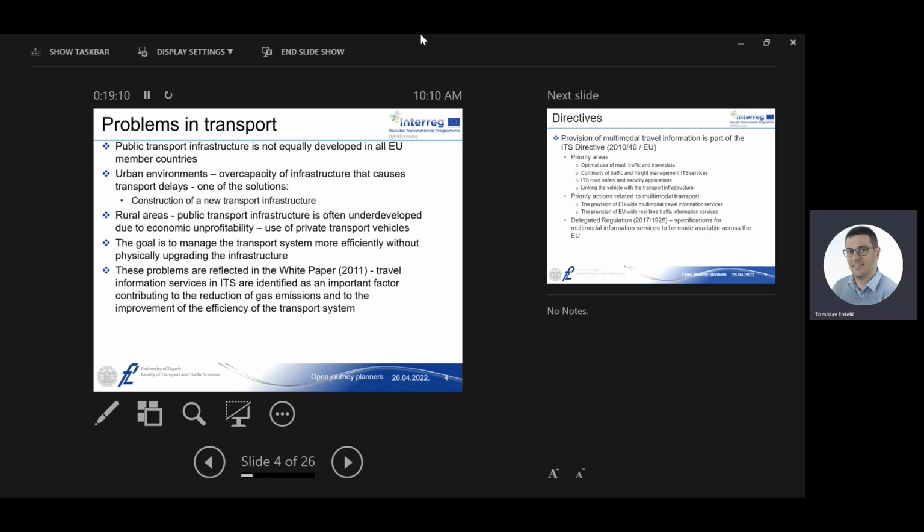But that's the idea. Okay, the other problem is that in rural areas, the public infrastructure is often underdeveloped due to economic unprofitability. This is not only related to the traffic infrastructure, this is also mostly related to the companies that transport passengers in such areas. For example, if you move from Zagreb to any other rural area, the frequency of buses is usually 1 or 2 per day. Even in the bigger cities, it's 1 or 2.